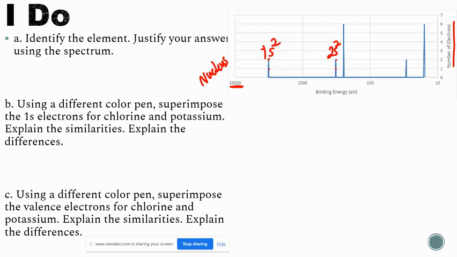Here is my 2p, and this time I have 6 electrons. After 2p comes 3s, and then finally 3p, and that's going to be 6 this time. Why is there such a gap here and between here and here in the energy that it requires to pull those electrons off? Because there are different groups.